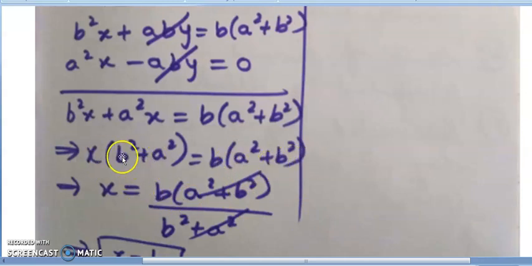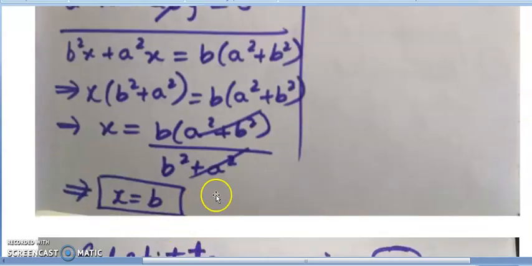And this is on this side, this is into b square plus a square. If it goes outside, it becomes divided by b square plus a square. So here also we have a square plus b square, here also we have a square plus b square. So both will get cancelled. What am I left with? I'm left with x is equal to b.